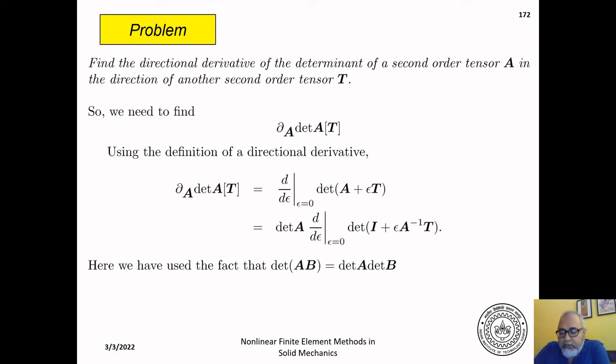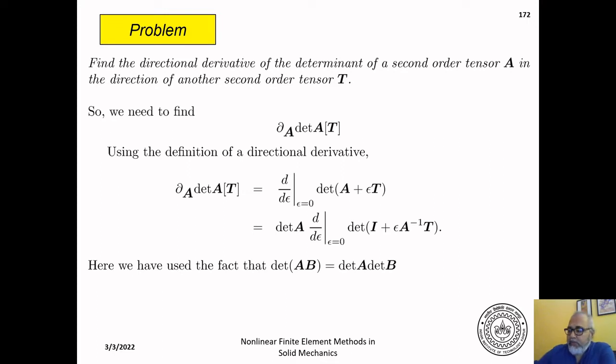Now we will do a few problems using the basic definition of first variation. And we will do these problems carefully because these kinds of manipulations are very common in nonlinear finite elements, and we will have to do them all the time.